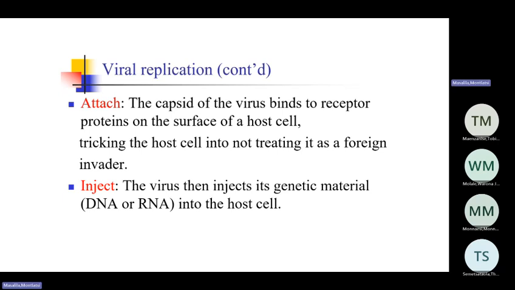When medication releases weapons to go and kill it, know that your cells are also killed. Excuse me for that. So it's going to attach the capsid.